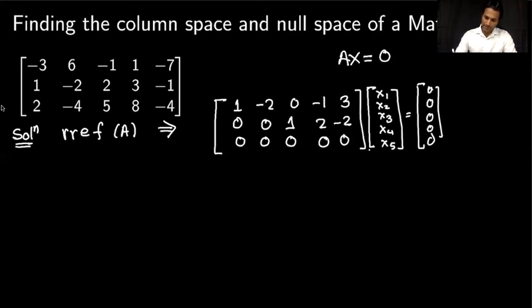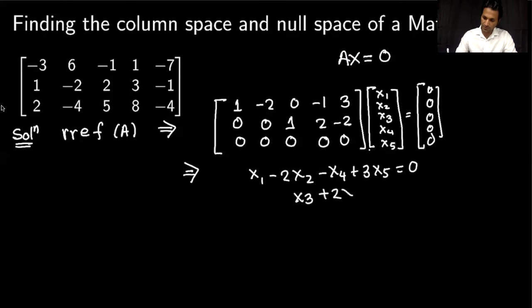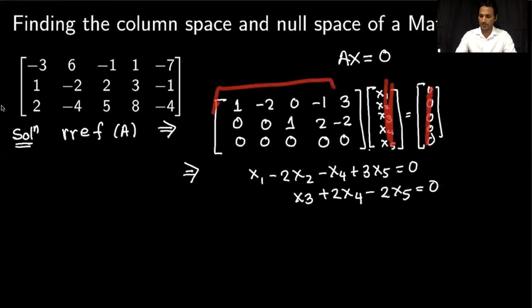If I multiply this matrix to this, I will get this equation: x1 minus 2 times x2, x3 is 0, then minus x4 plus 3 times x5 is equal to 0, and I will get x3 plus 2 times x4 minus 2 times x5 is equal to 0. This is when I multiply this matrix by this column, and I set this equal to 0.